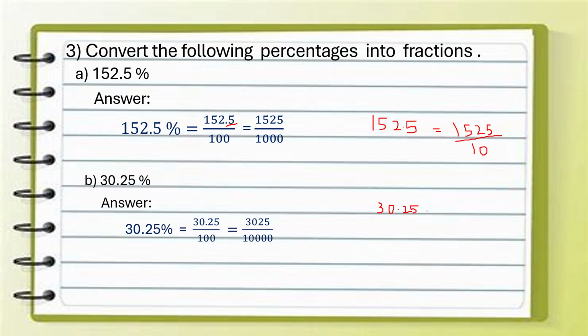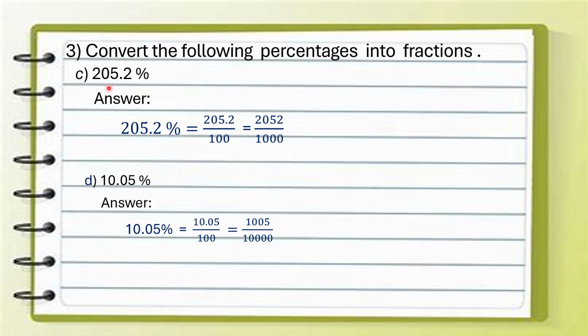How can we write it as a fraction? So without a decimal point, just write 3025 divided by, after the decimal point we have two numbers, right? So that means the denominator is 100. Now here we have the denominator 100. There also we have the denominator 100. So 100 into 100 is 10,000. So the answer is 3025 divided by 10,000.